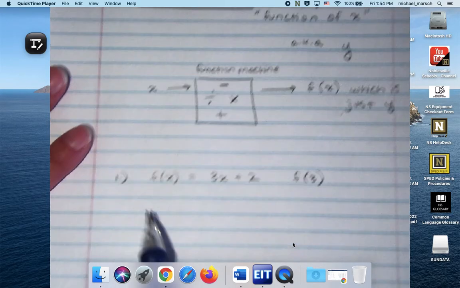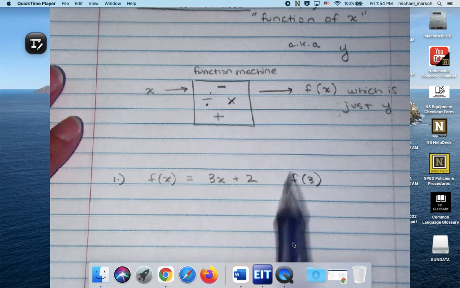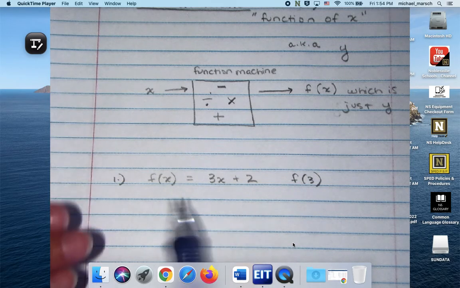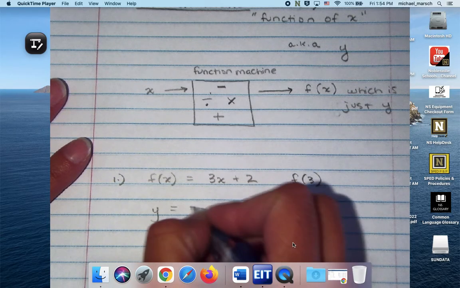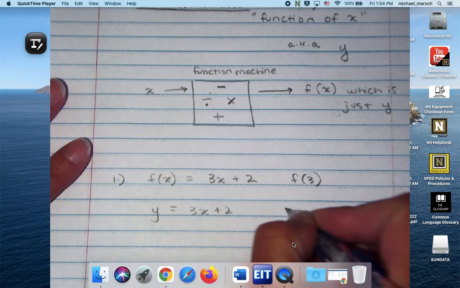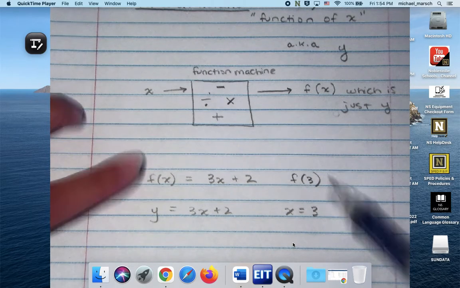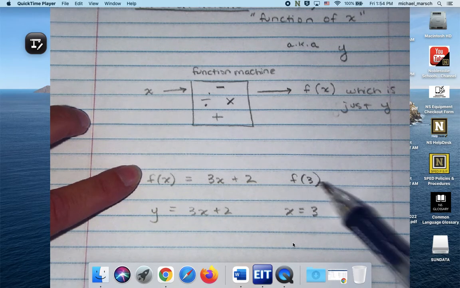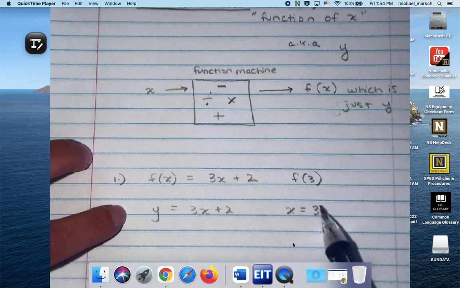So this is what it looks like. Function of x is 3x plus 2, and then we have f of 3 over here. So this is the function notation, but what this really means is y equals 3x plus 2, x equals 3. So these are the exact same thing here. Function of x equals 3x plus 2, function of 3. What this means is y will equal 3x plus 2 if x is 3.